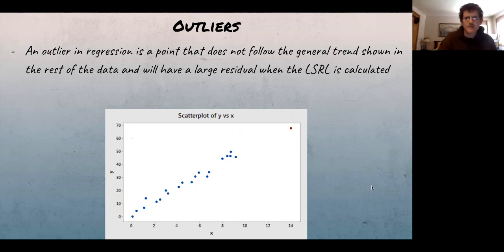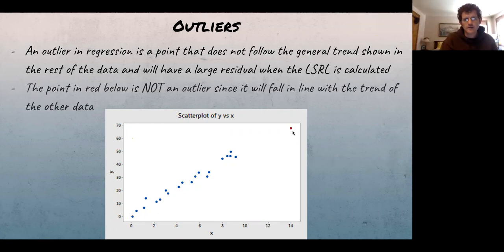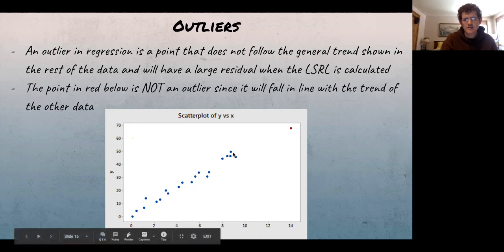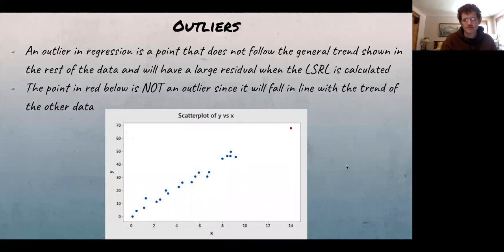Okay. So of course, we already talked about it. This is not an outlier since this is going to be a pretty low residual. And we have to be careful with the idea that a big residual means it's an outlier, but it isn't going to follow the main trend line.